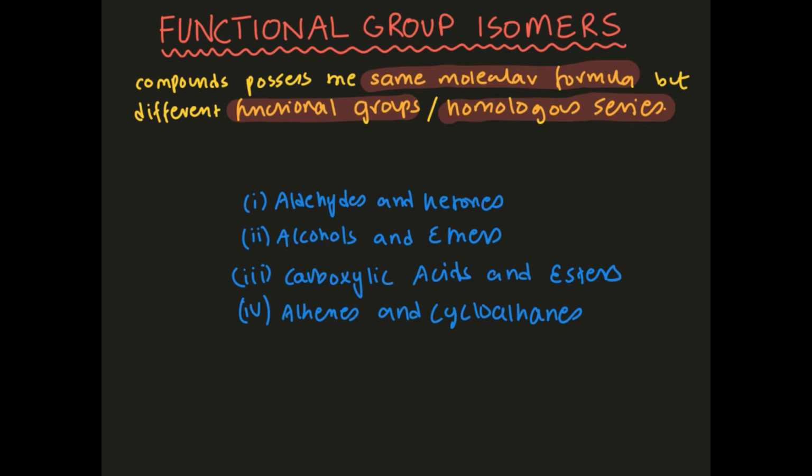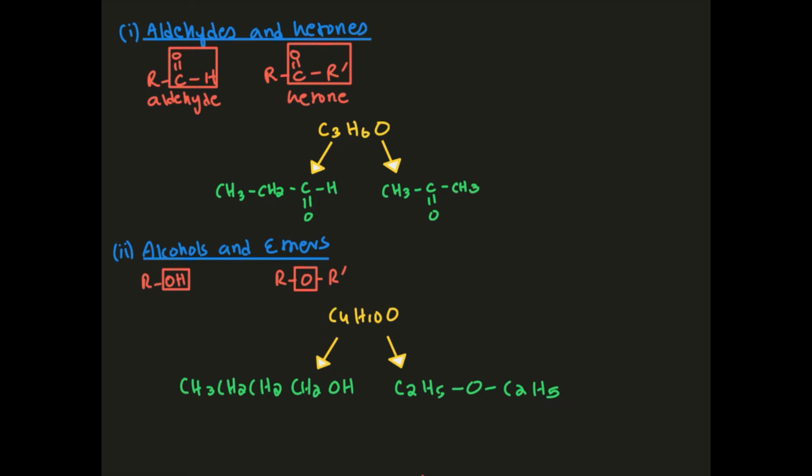So in the previous video, we talked about positional isomerism, in which the functional group is the same. In this case, the functional group is going to be different. So now let's look at the different examples that we're going to be talking about. We're going to be discussing aldehydes and ketones, alcohols and ethers, carboxylic acids and esters, and alkenes and cycloalkanes. We're going to be looking at different examples for each of these, and we're going to be discussing them in detail. Now we're going to be taking a look at the first example, which is aldehydes and ketones.